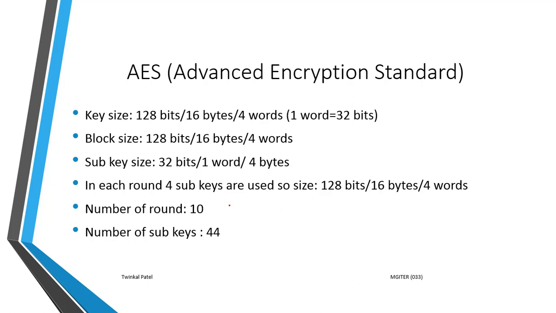So total key size is 128 bit, 16 bytes or 4 words, and the number of rounds in the AES is 10. So the total number of subkeys used is 44 because each round requires 4 subkeys. So 10 rounds, each requiring 4 subkeys, 10 into 4, that is 40 subkeys are required, and the pre-round calculation is also done here, in which also 4 subkeys are used. So the number of subkeys used is 44.